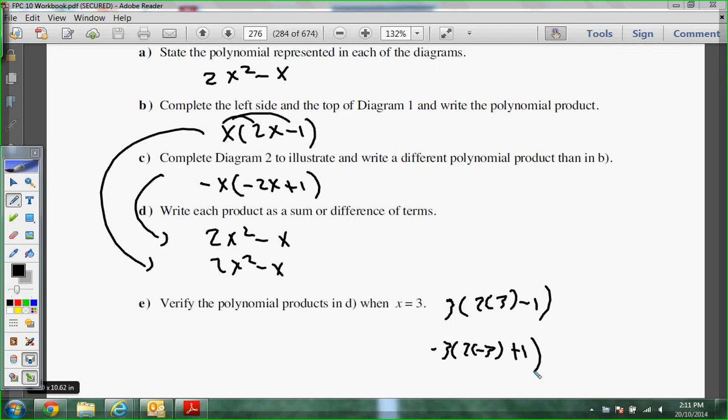So I get 2 times 3 is 6. 6 minus 1 is 5. Times 3 is 15, yeah? Okay. 2 times negative 3 is negative 6. Plus 1 is negative 5. Negative 5 times negative 3, 15. So we get the same answer. So we just verified.